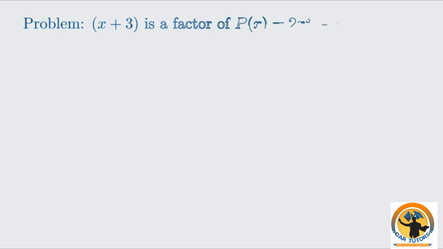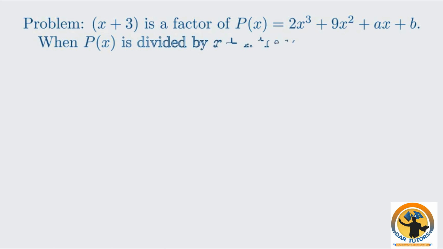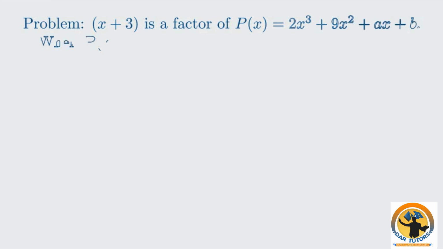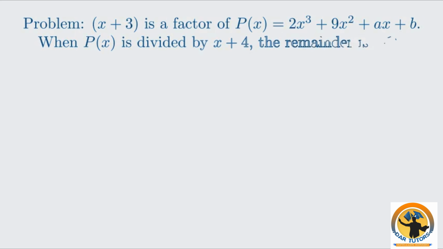Let's look at another example of the factor theorem, this time involving a polynomial with a higher degree. We are given that x plus 3 is a factor of the polynomial p of x equals 2x cubed plus 9x squared plus ax plus b. We are also told that when p of x is divided by x plus 4, the remainder is negative 18. We need to find the values of a and b.